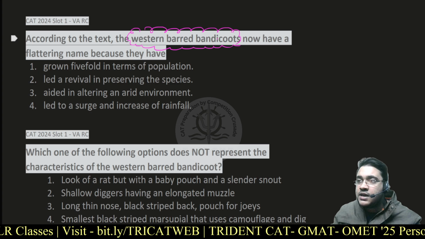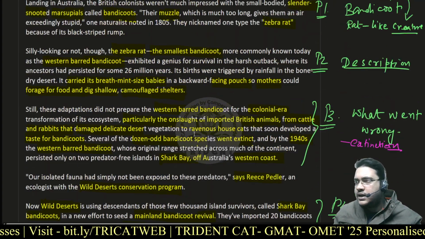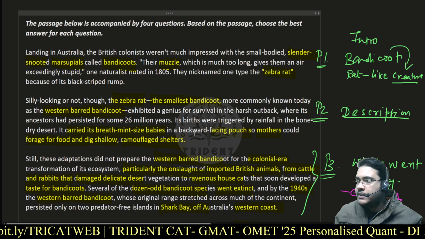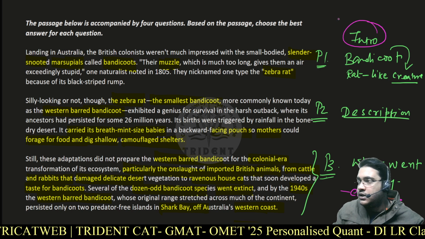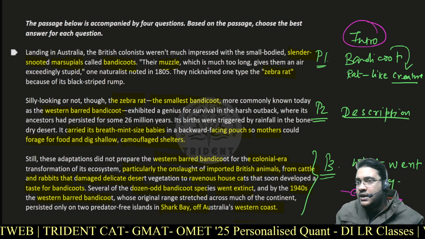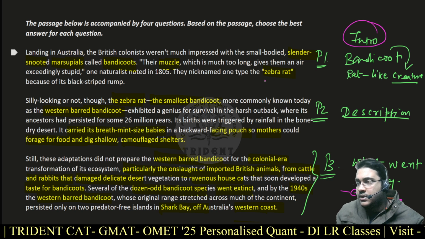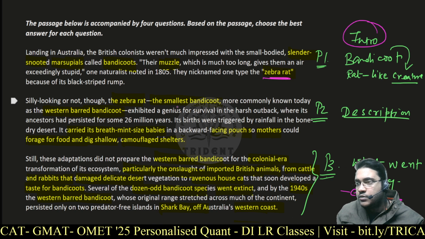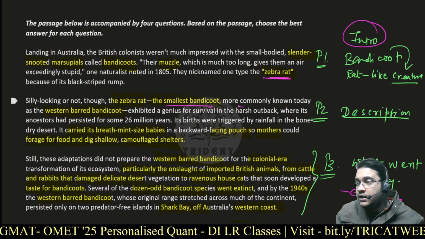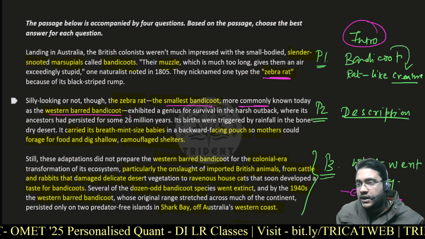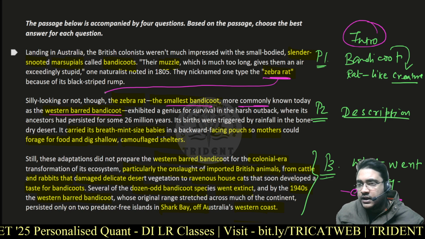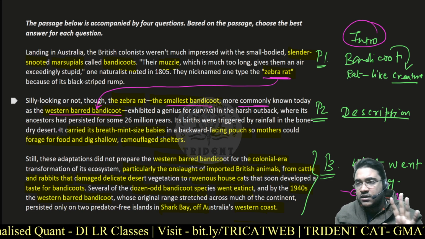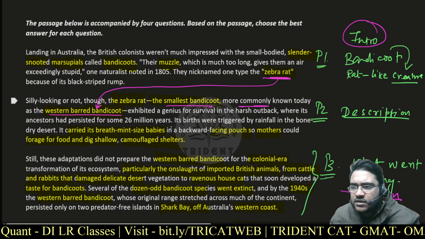This is one of those ideas. And so you just need to quickly go back and check the first line, because that is where we are getting some information about this thing, the introduction to the bandicoots. And you see in the first para, they are saying that these bandicoots are sometimes called zebra rats. Silly looking or not, the zebra rat is the smallest bandicoot, commonly known as the western barred bandicoot. So actually, if I pay attention, it's true that it is the same zebra rat, they are bandicoots. That is the western barred bandicoot.